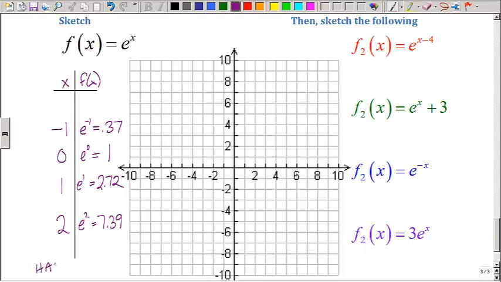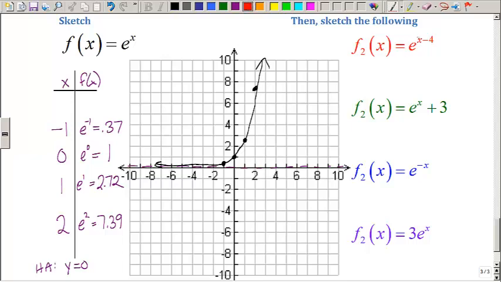My horizontal asymptote, notice I haven't done any vertical shifting, is going to be the same x-axis, or y equals 0. So let's see, I'm going to graph this in black. Negative 1, 0.37, 0, 1, 1, 2.7, and 2, 7.39. Using my horizontal asymptote at y equals 0, I can graph a pretty good line.